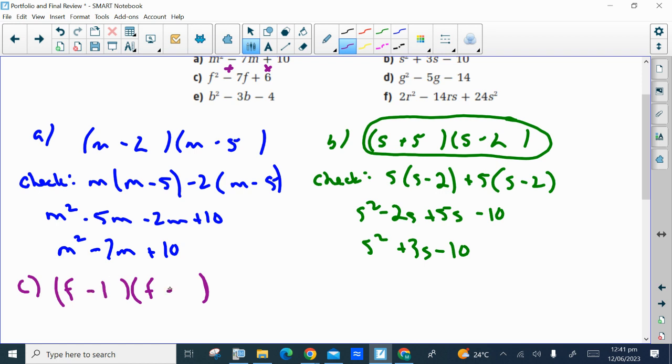Negative 1 and negative 6 work. They multiply to get positive 6. They add to get negative 7. Those are the factors. And you can check by multiplying. I'm not going to, but you could.